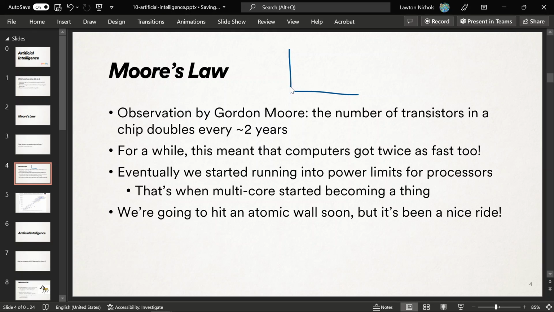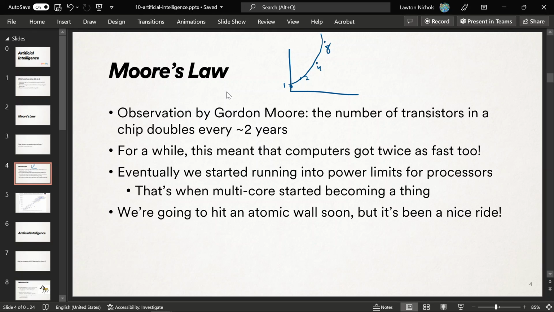If you understand what that means, that's an exponential function, right? So if you start out with one transistor in year 0, then 2 years later you have 2 transistors. 2 years later, you have 4 transistors. 2 years later, you have 8 transistors, and that's an exponential function that keeps growing very, very quickly. Okay, so that's what he noticed.